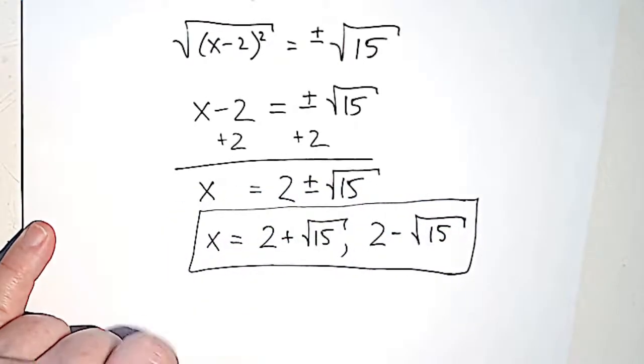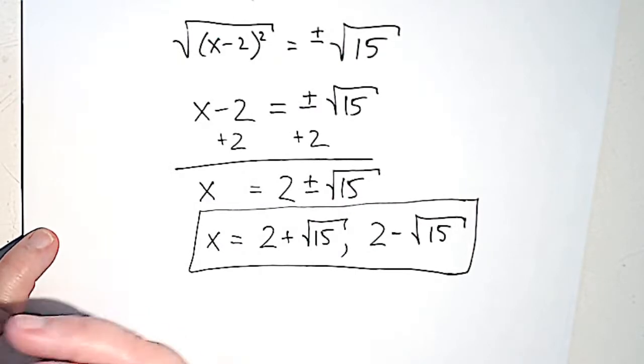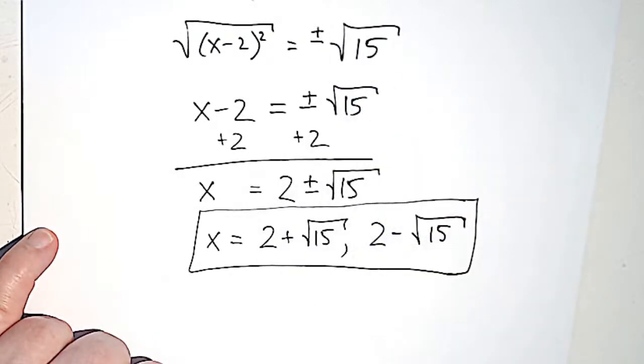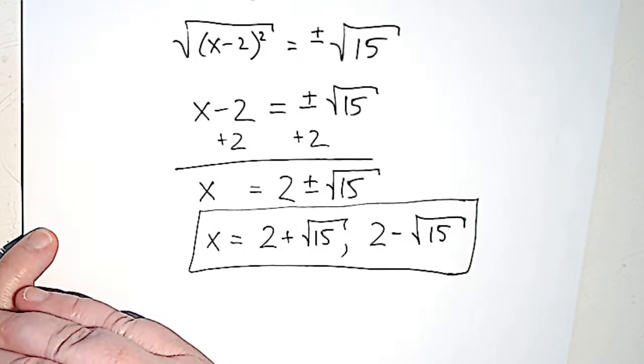What do you guys think? That's it. The things to remember: square root both sides when you can, remember the plus or minus, and remember that we're going to get two answers. So don't get confused and think they're both the same answer. There will usually be two answers. Woohoo, you guys did great.